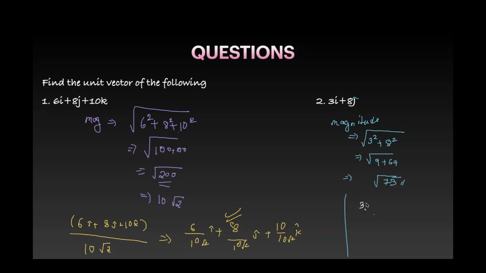How do you do it? Write the vector as it is. So 3i cap plus 4j cap. Divide individually by its magnitude, root 73, root 73. So this is nothing but the unit vector of this question. So that's it. I think this was quite simple. Clear? Next.